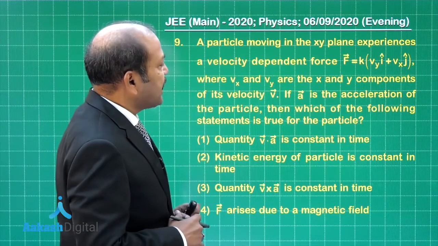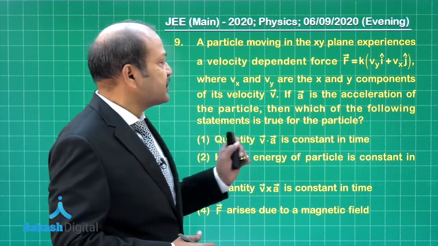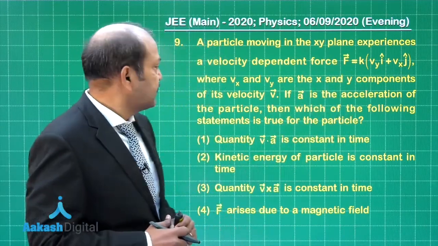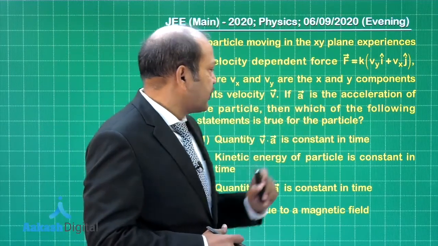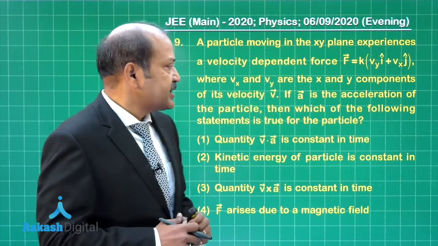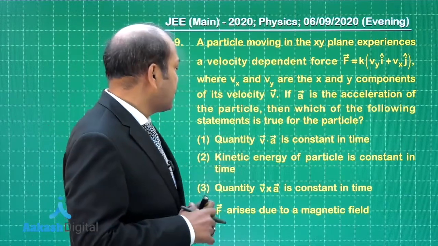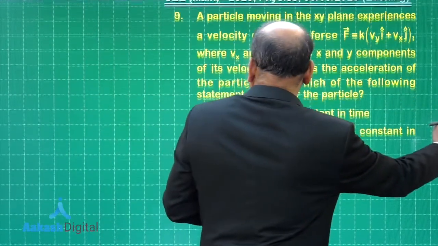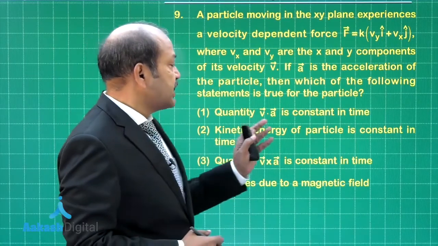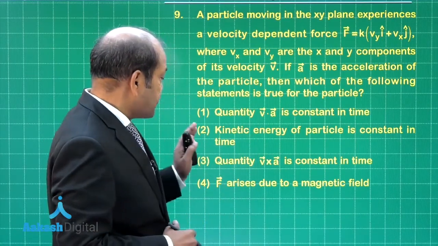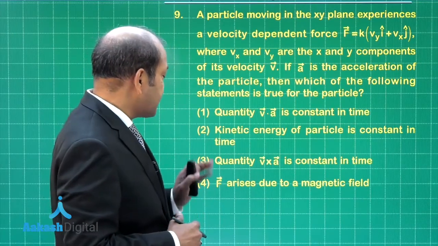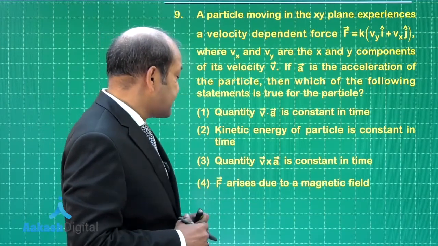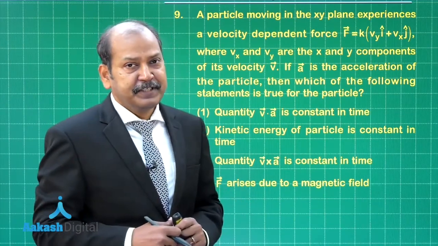And question 9 says, a particle moving in the xy plane experiences a velocity dependent force F, which is k Vy I cap plus Vx j cap, where Vx and Vy are x and y components of its velocity v. If A is the acceleration of the particle, then which of the following statements is true for the particle? And the options are, the first option says quantity V dot A is constant in time. Option 2 says kinetic energy of the particle is constant in time. Option 3 says quantity V cross A is constant in time. And the fourth option says F arises due to magnetic field.